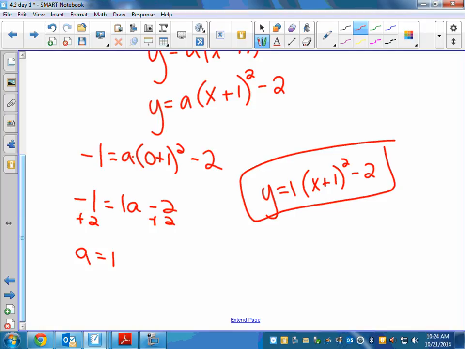So one last question here. Very similar, but I just want to point out, what if I changed up the directions, and would you know what to do to solve it?